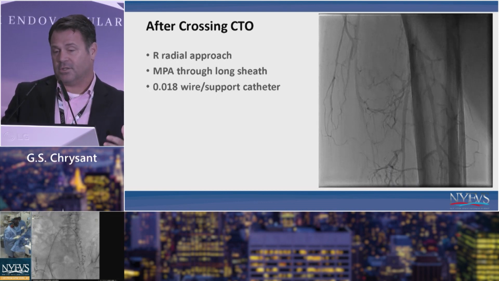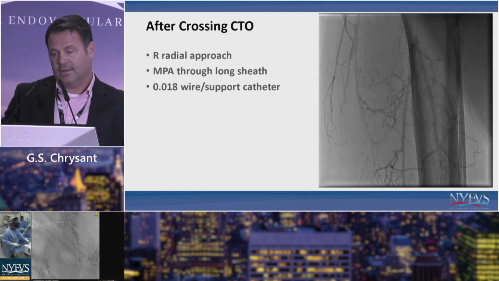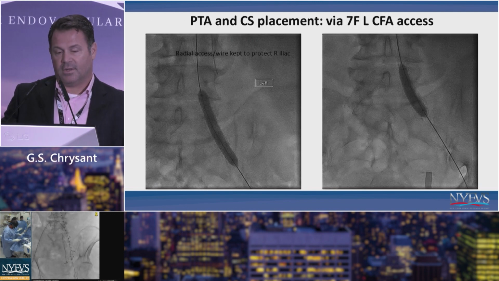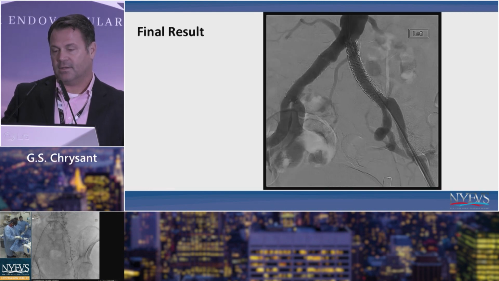So what you're doing here is just trying to improve iliac flow, but this is ultimately going to need surgical intervention too. So I did protect the right side with the radial wire, and then ended up putting a covered stent via 7 French left common femoral access, and ended up with that as the final result.